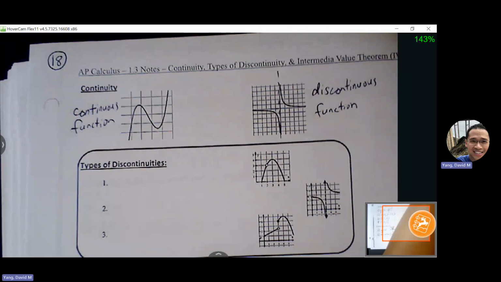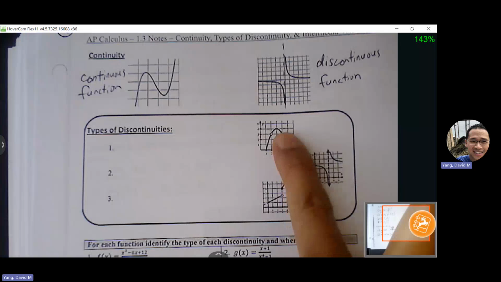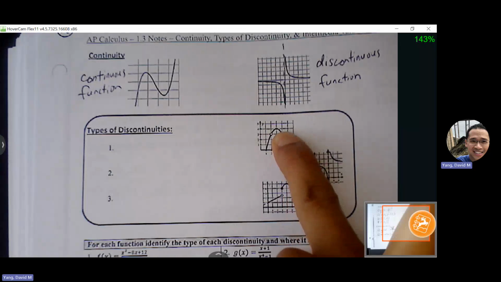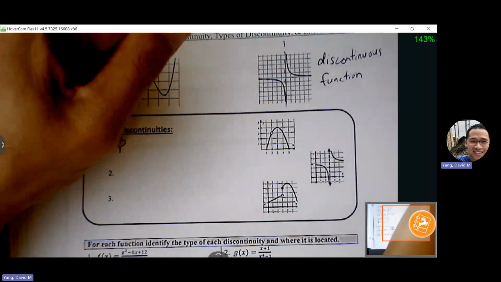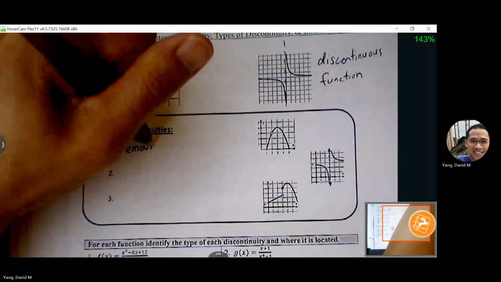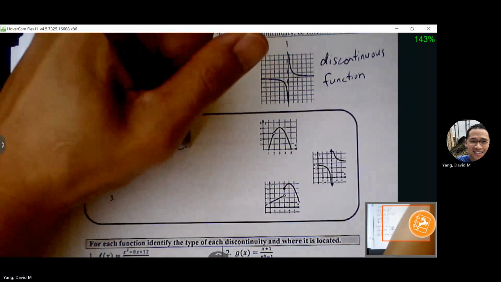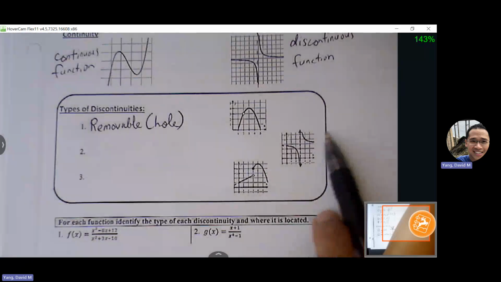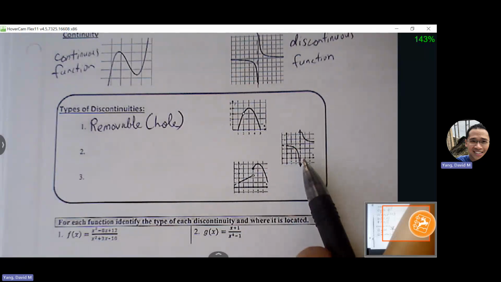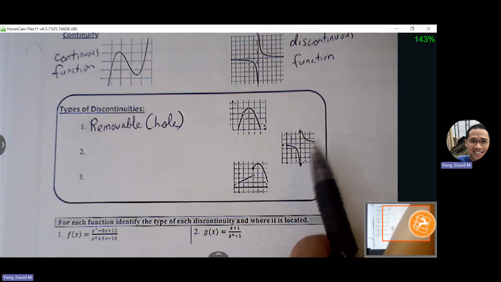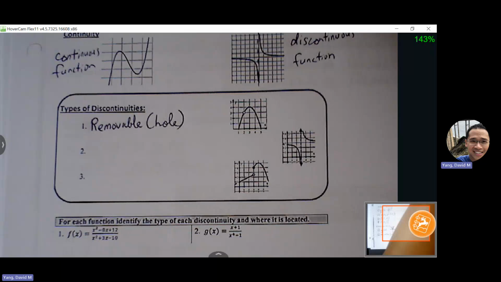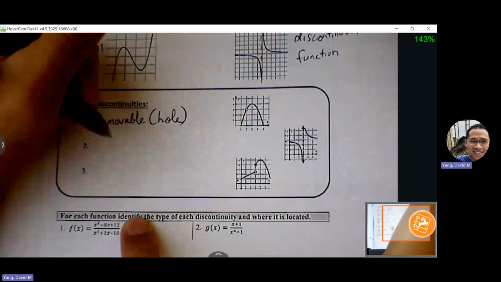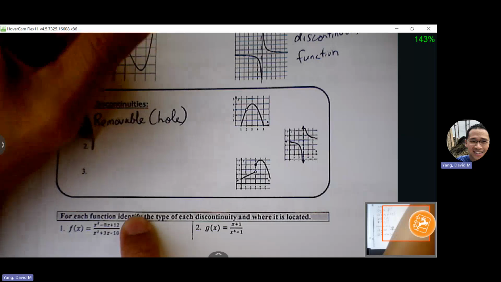So we have different types of discontinuity. If there's a hole in the graph, that means we're only 1 point away from achieving continuity at that point. So we call that a removable discontinuity. If we have a discontinuity due to a vertical asymptote, where we have two completely separate branches of graph, we call that non-removable discontinuity.